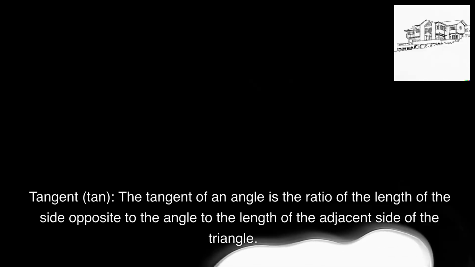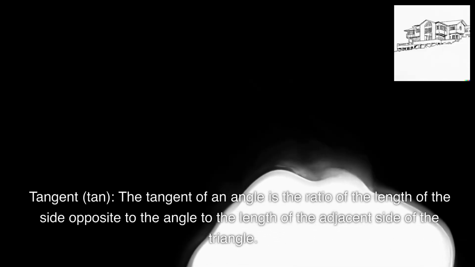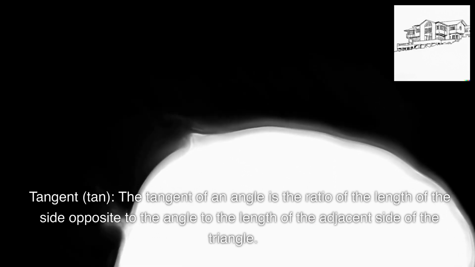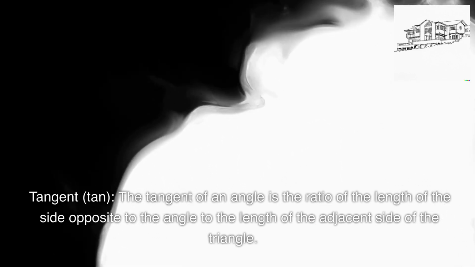Tangent, tan. The tangent of an angle is the ratio of the length of the side opposite to the angle to the length of the adjacent side of the triangle.